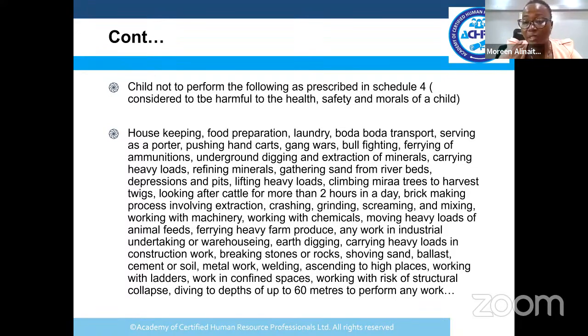This is very dangerous. They should not be engaged in looking after cattle for more than 2 hours in a day. This one sought to protect the cattle rearing communities. At least they can go to herd the cattle for 2 hours max. Brick making processes involving extraction, crushing, grinding, screening, and mixing works.